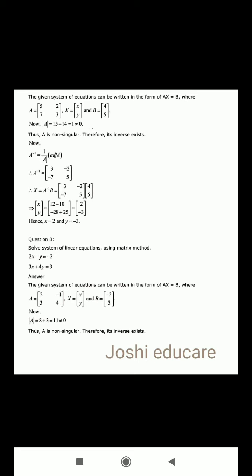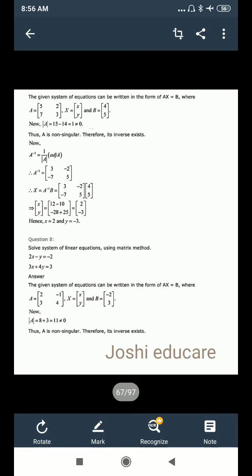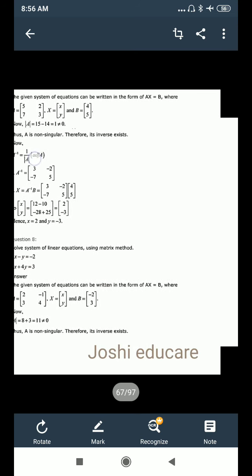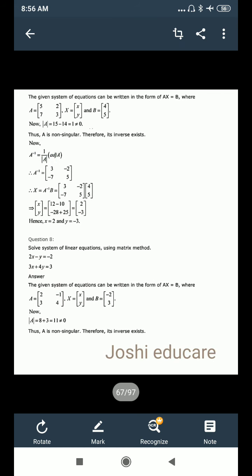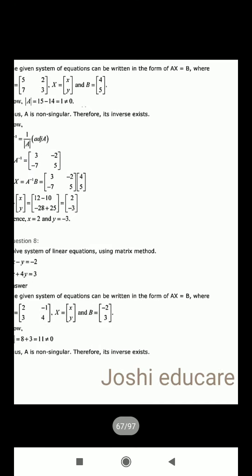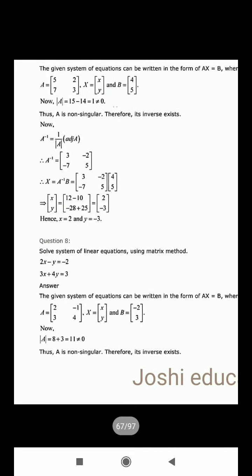So therefore, A inverse exists. Now find the A inverse. So we know that A inverse is equal to adjoint of A divided by determinant of A. Adjoint of A we'll find from this, and we'll divide this by determinant of A. You got A inverse. Now your X will be equal to A inverse into B. Directly you can use it. Although previously I have explained how you got X is equal to A inverse into B. So you multiply this A inverse by this B.